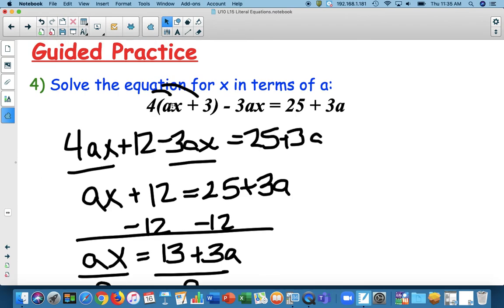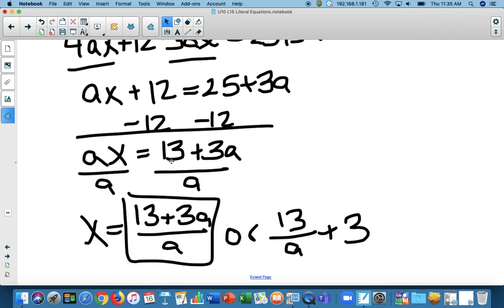So we distributed and got 4ax plus 12 minus 3ax. We combined our like terms and got just ax. Or again, if you want to put 1 in front, you can. That's an a, not a 9, just in case some of you want to be smart Alex about it. Then you subtract 12 from both sides. 25 minus 12 is 13, and 12 minus 12 cancel out. And then we divide by a to get x alone. You can do 13 plus 3a over a, or just 13 over a plus 3.